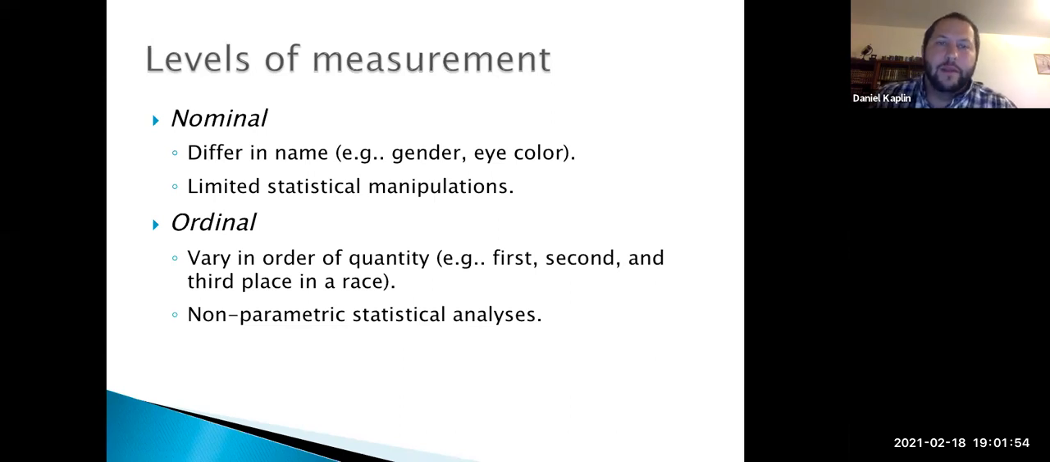So nominal means in name only. So they differ in name or category. So these are qualities of the participant, right? So there's limited statistical manipulations you could do. So from a descriptive statistics point of view, you can get the mode, the most frequently occurring score. So what is the most common eye color in the class, or what's the most common gender in the class? But that's hard to really do anything meaningful in terms of statistics. You get just the most frequently occurring.